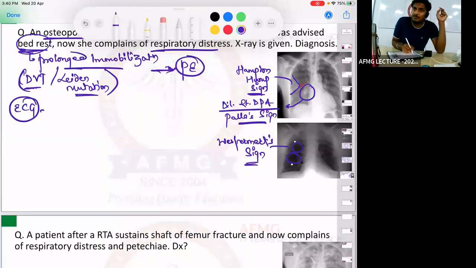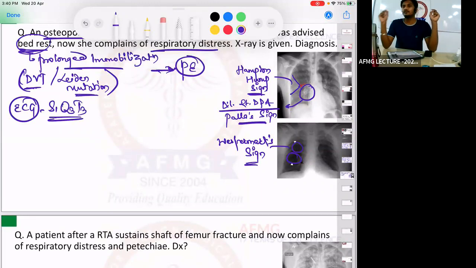The ECG will show us which pattern? S1, Q3, T3 pattern. This question has been asked. Which pattern is seen on ECG? Deep S wave in first lead, deep Q wave in third lead, and inverted T wave in third lead. So the S1, Q3, T3 pattern is suggestive of massive pulmonary embolism.